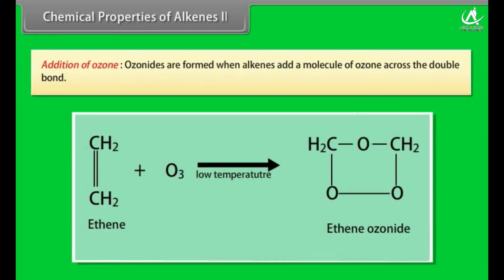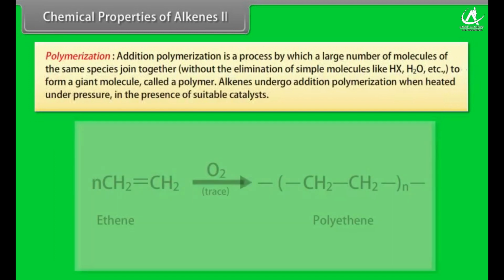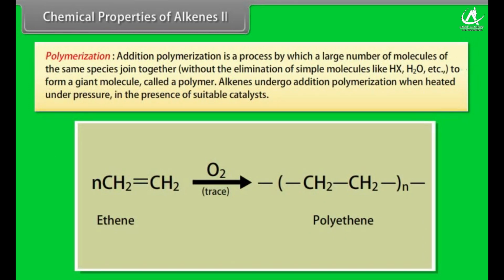Addition of ozone. Ozonides are formed when alkenes add a molecule of ozone across the double bond. For example, ethene gives ethene ozonide. Polymerization. Addition polymerization is a process by which a large number of molecules of the same species join together without the elimination of simple molecules like HX, H2O, etc. to form a giant molecule called a polymer. Alkenes undergo addition polymerization when heated under pressure in the presence of suitable catalysts. When ethene is heated to 1000 degrees centigrade under 1000 atmospheric pressure in the presence of oxygen, we get polyethene.